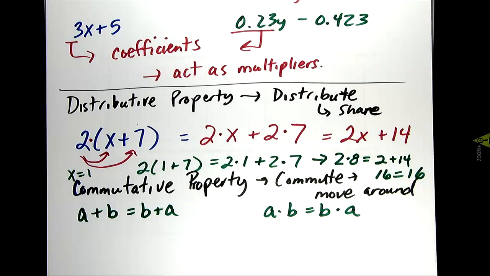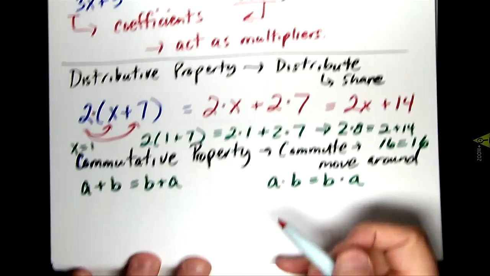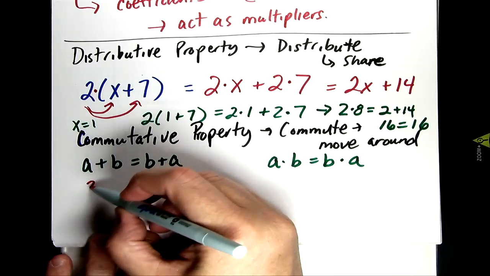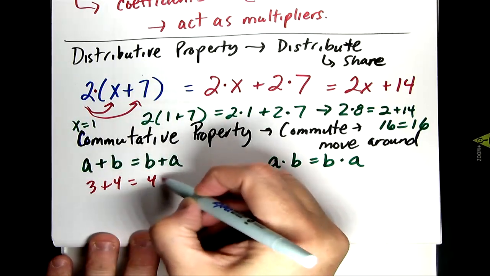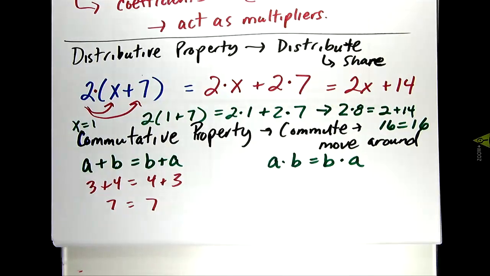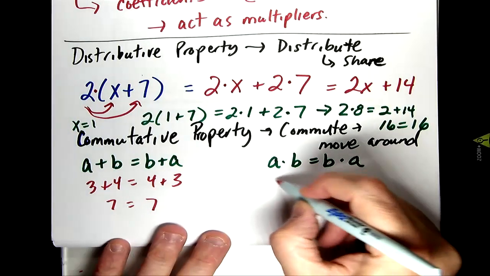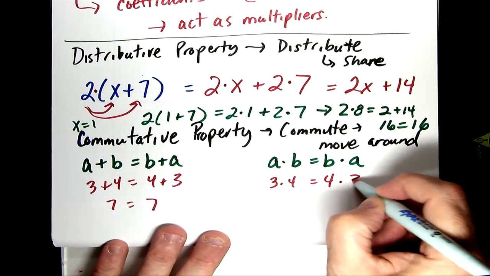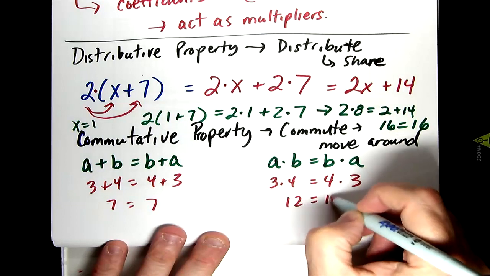Now, the commutative property. This is like 3 plus 4 equals 4 plus 3. 7 equals 7. And why don't we do 3 times 4 equals 4 times 3. 12 equals 12.